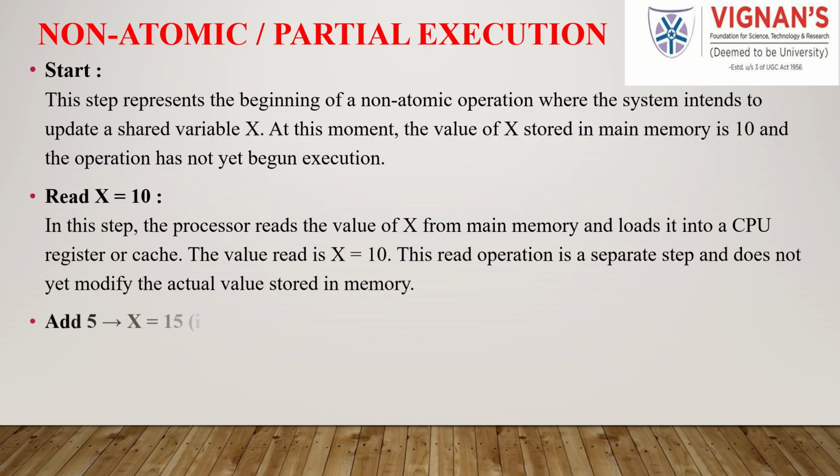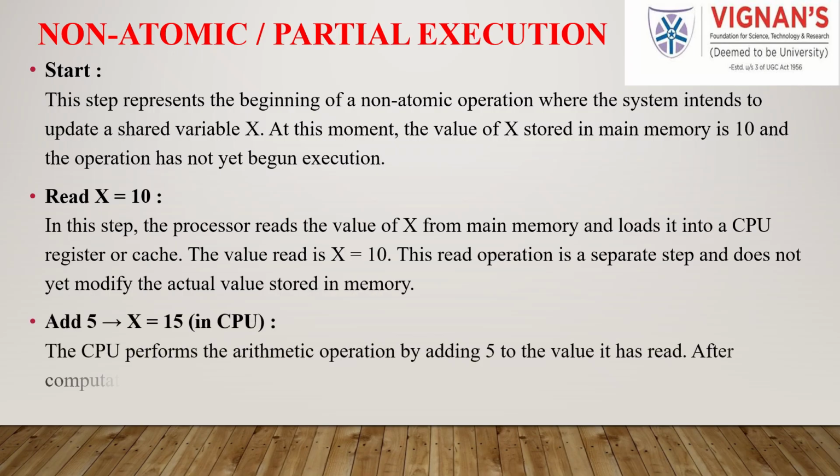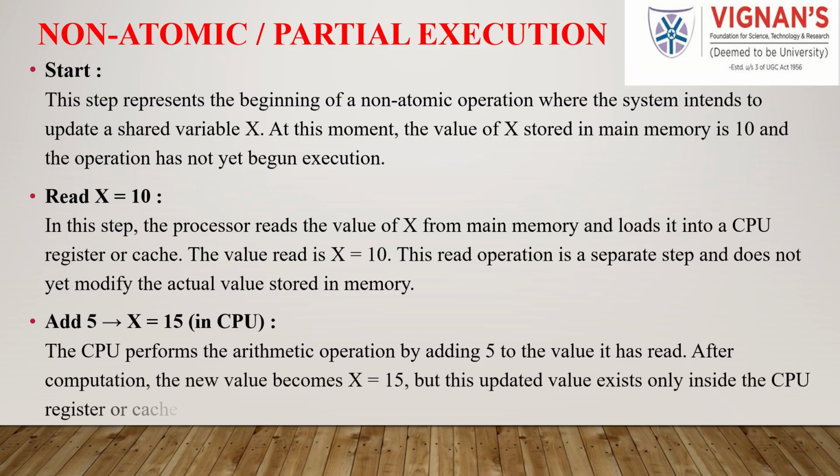Add 5, x equals 15 in CPU. Here, the CPU performs the arithmetic operation by adding 5 to the value it has read. The result becomes 15. However, this updated value exists only inside the CPU register or cache. The main memory still contains the old value x equals 10.